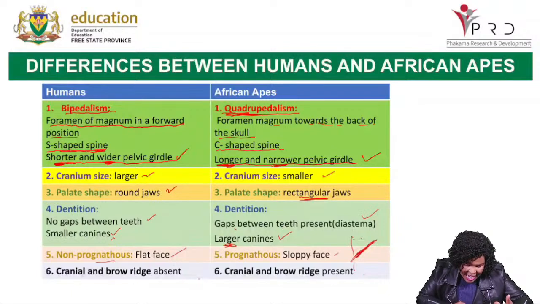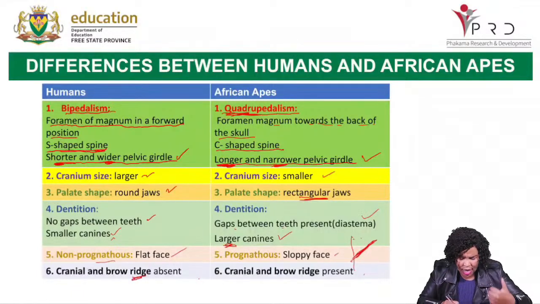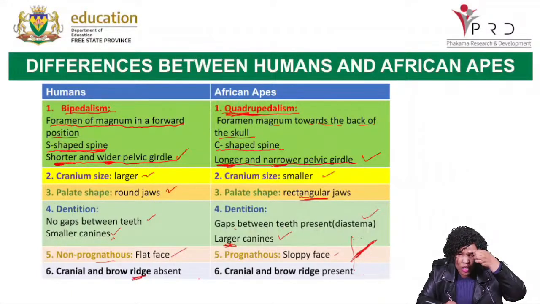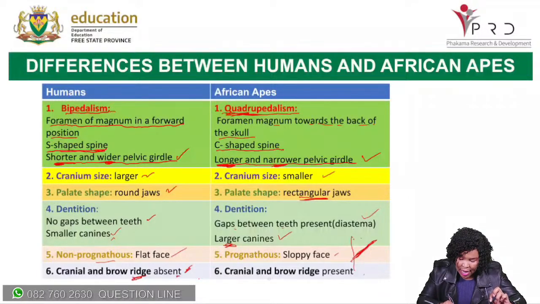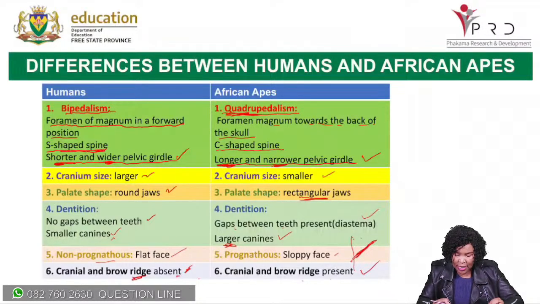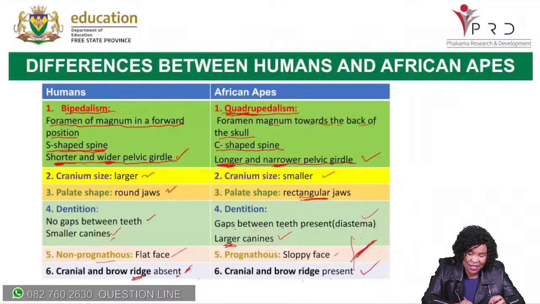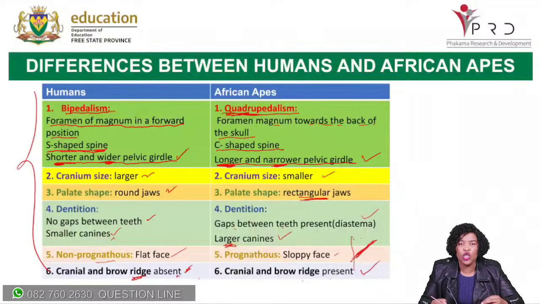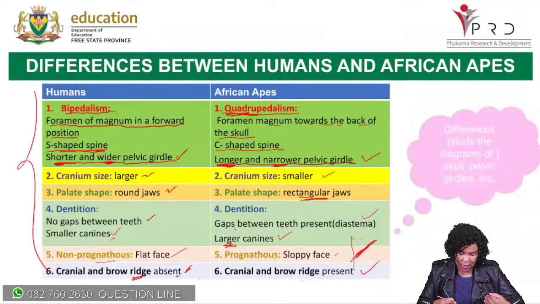And then the cranial brow ridge here on top of the eyes, there is no space for human beings. It's just flat. It is absent. And then the cranial brow ridge in the African apes, it is present. There is that hollow space on top of the eye sockets there. So those are the differences that you need to mention. So when you are given diagrams, you must be able to mention these differences.